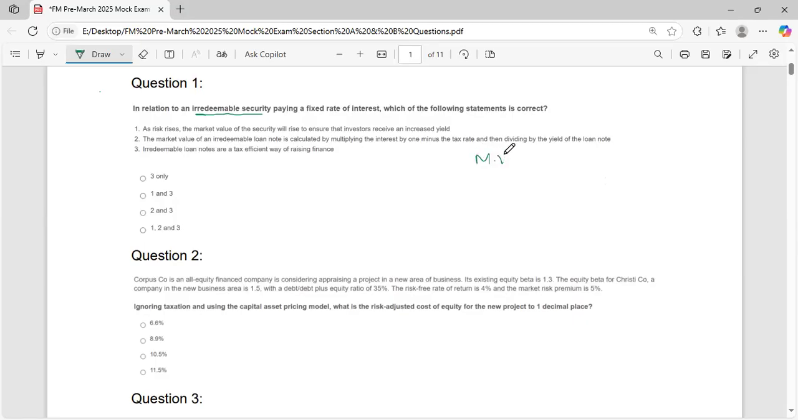This is the formula. Market value is equal to interest. Interest is determined in the dollar value and no taxation will be deducted over here, and divided by cost of debt, which is like cost of debt after tax. It is also called market interest rate or effective rate of interest. So there will be no deduction of the taxation. Irredeemable loan notes are a tax efficient way of raising finance. Yes, it is a tax efficient way of raising finance. So, correct answer is only the third one.